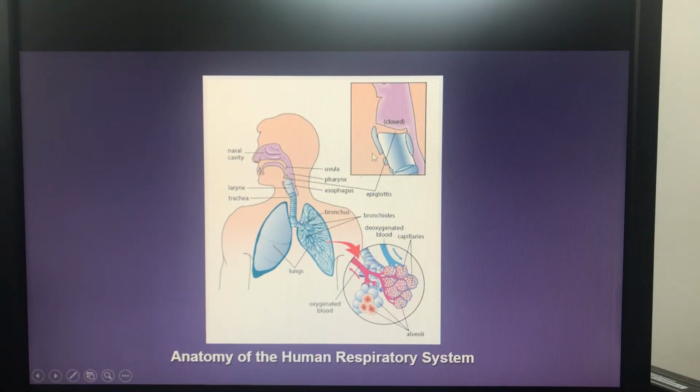Alright, so here is an example of it. For one thing, right here, this flap will close again when you swallow, so you don't get anything into that windpipe, into the trachea. And right here it kind of shows you where that is. At this point, if you're breathing, it's going to go into the trachea. If you are swallowing food, it's going to go into the esophagus.